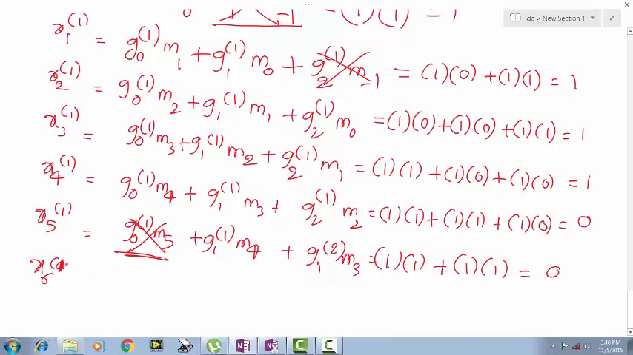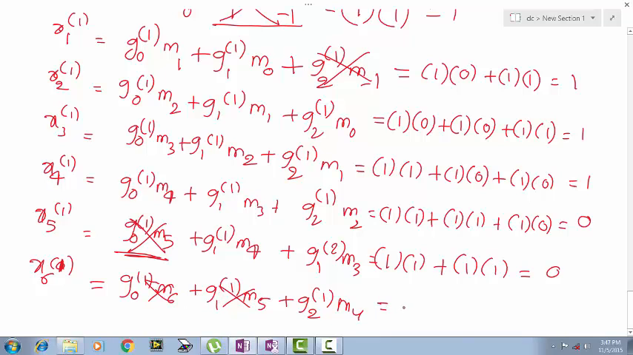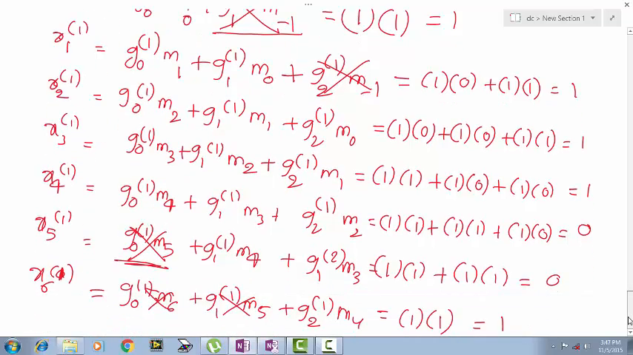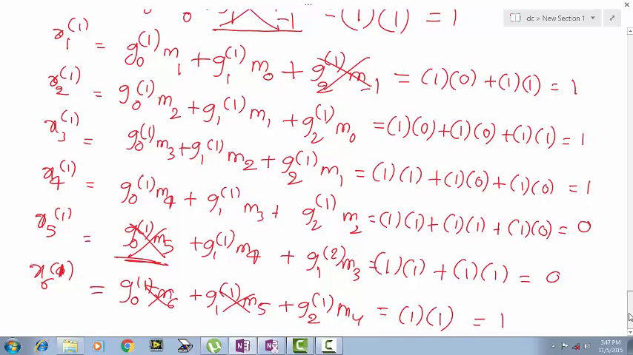Next, x6 of 1, which is equal to g0 of 1 m6 plus g1 of 1 m5 plus g2 of 1 m4. I think we don't have m5 and m6 bits, so only one term, which is 1 into 1, which is equal to 1. So we got the 7 bits from the first output: 1 1 1 1 0 0 1.